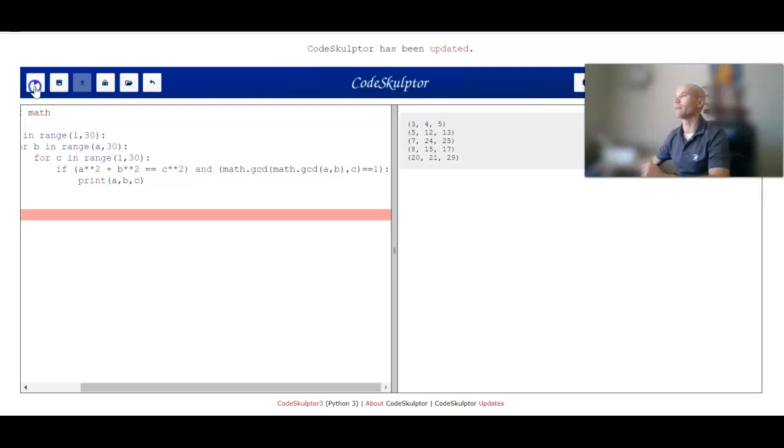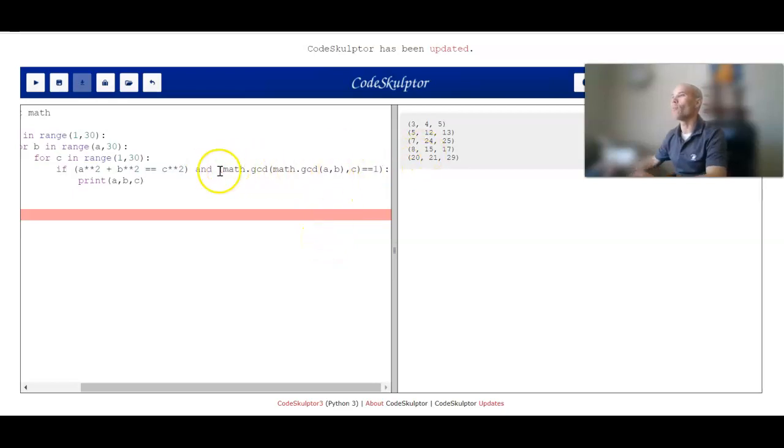So if we run this, you can see there's 3, 4, 5, 5, 12, 13, 7, 24, 25, 8, 15, 17, 20, 21, 29. So we found 4 such that a, b, and c are in the range from 1 to 30.